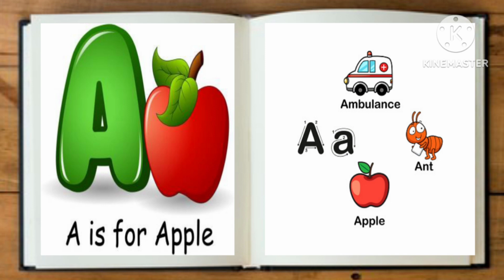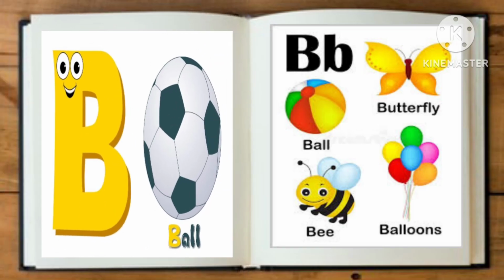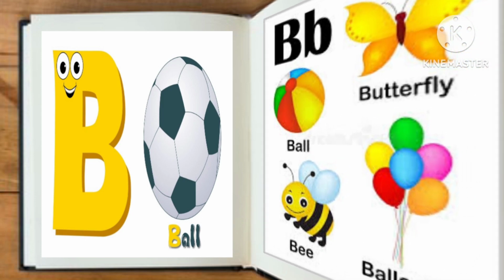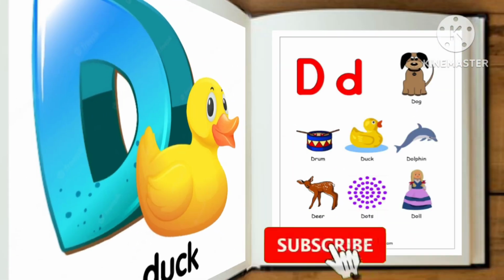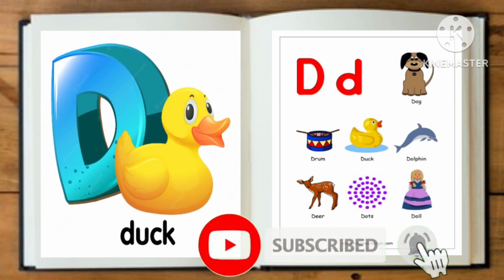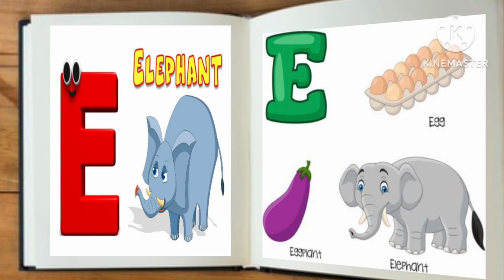A for apple. B for ball. C for cat. D for duck. E for elephant.